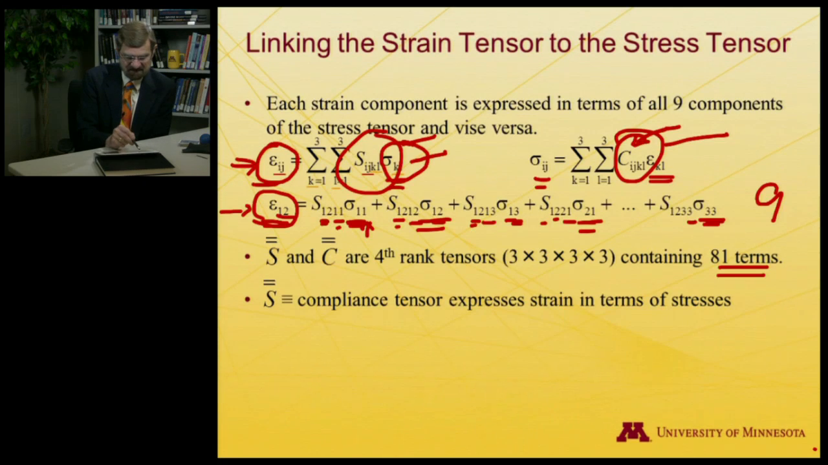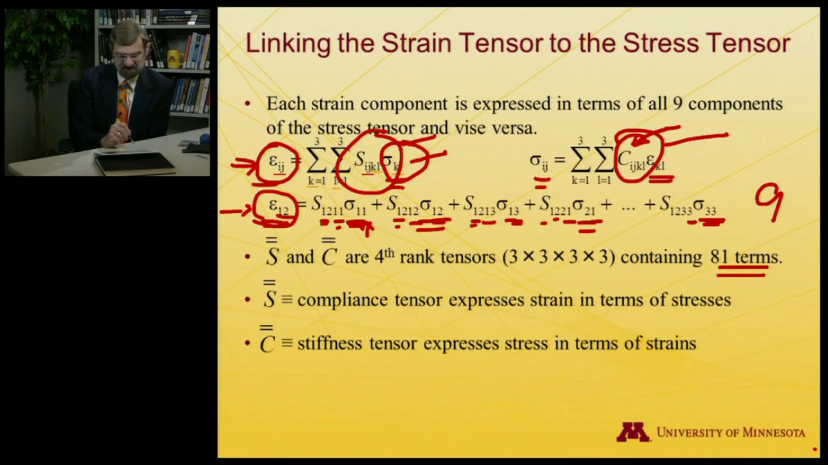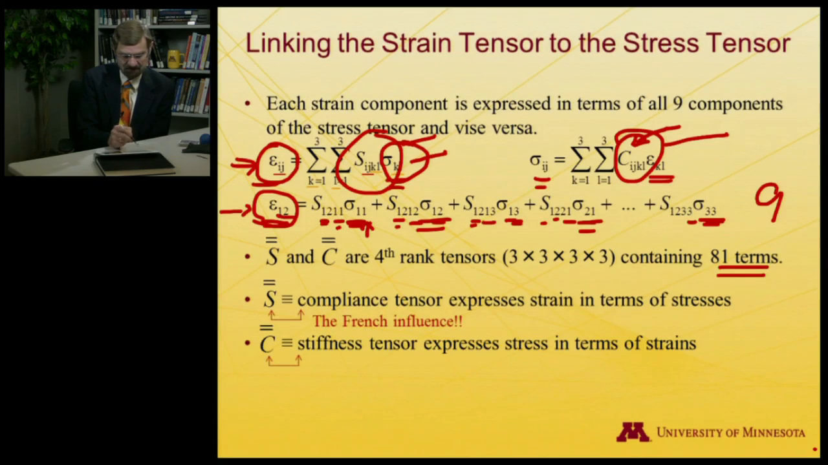S, again, is called the compliance tensor, and it expresses strains in terms of stresses. The C is a stiffness tensor. It expresses stresses in terms of strains. And hopefully this hasn't escaped you, but there is this kind of interesting point that we use S for compliance and C for stiffness. And that's because those words came from the French. And the French, I think, love the fact that Americans get confused by this, that the symbol S doesn't go with stiffness, it goes with compliance, and C goes with stiffness. So you have to kind of keep that in mind.